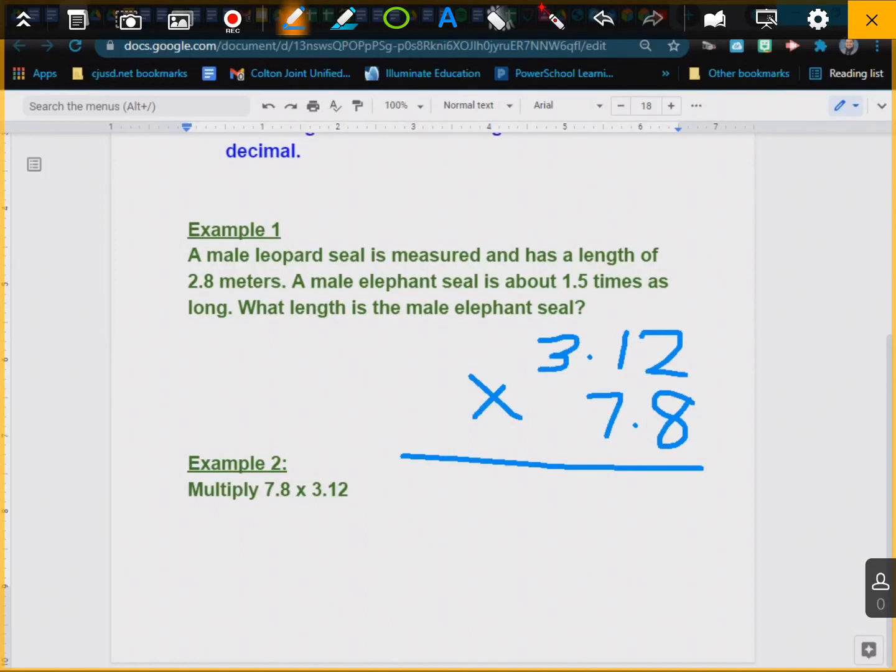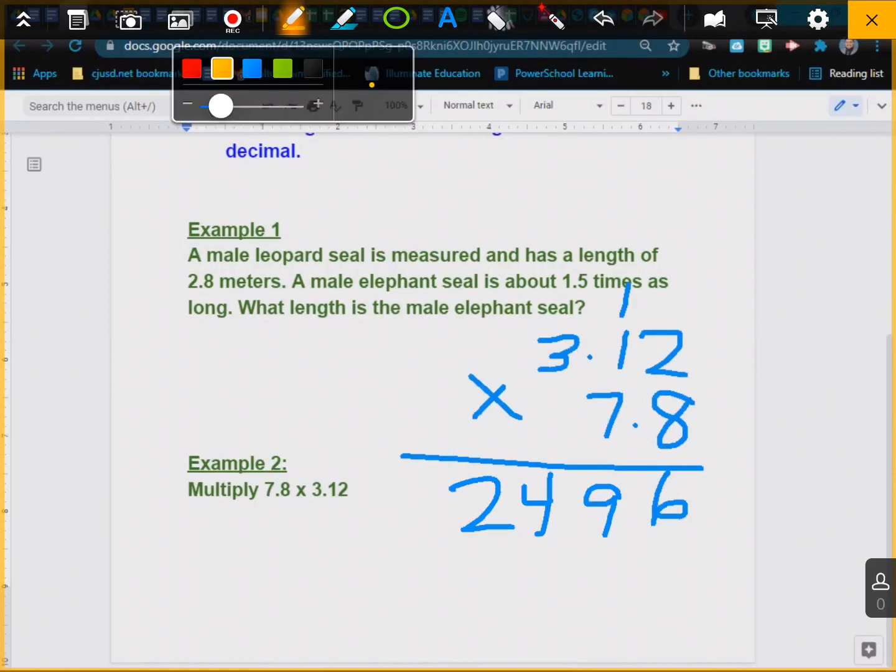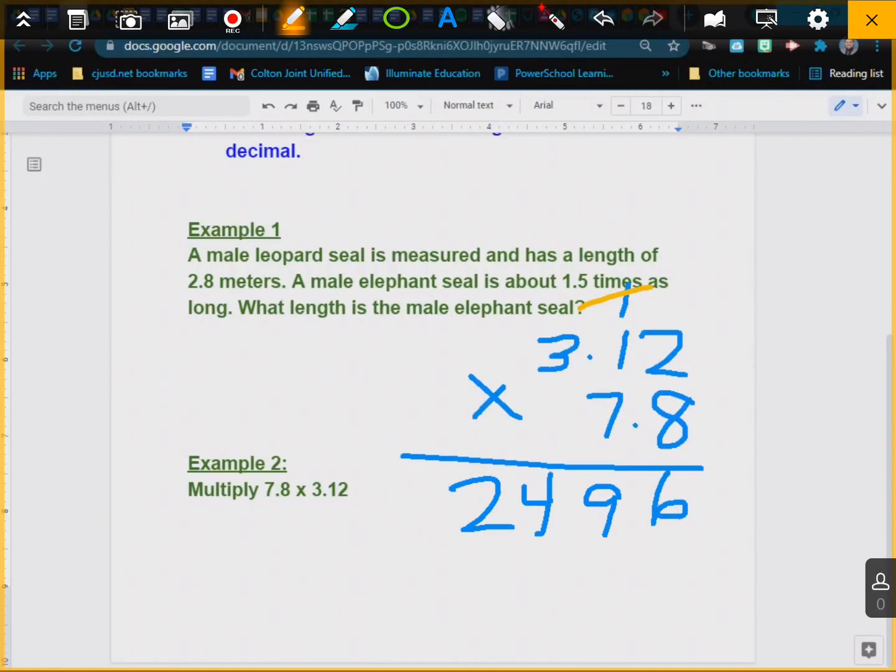8 times 2 is 16. Carry the 1. 8 times 1 is 8, plus 1 is 9. And 8 times 3 is 24. I'm going to go ahead and cross out that 1. And now I'm going to do the 7. Add a 0 because 7 is in the tens place. Or actually, it's a whole number, but I have to have that 0 anyway. 7 times 2 is 14. Carry the 1. 7 times 1 is 7, plus 1 is 8. And 7 times 3 is 21.